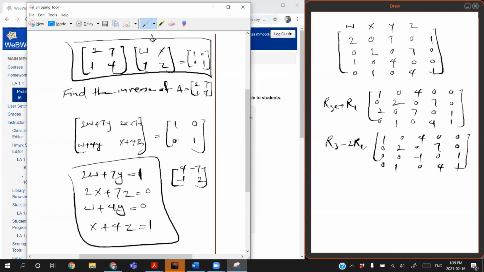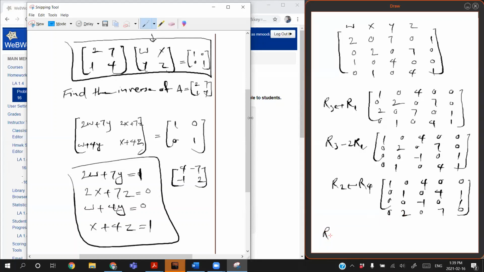Okay, next I need a leading 1 here, so I'm gonna swap row 2 and row 1. Sorry, row 2 and row 4. 1, 0, 4, 0, 0, 0, 1, 0, 4, 1. Row 3 doesn't change. 0, 0, negative 1, 0, 1, 0, 2, 0, 7, 0. Next, I'm going to get a 0 here.